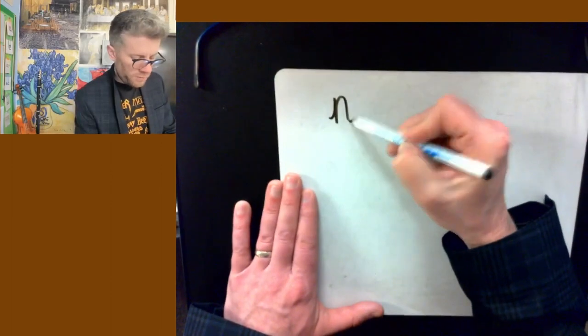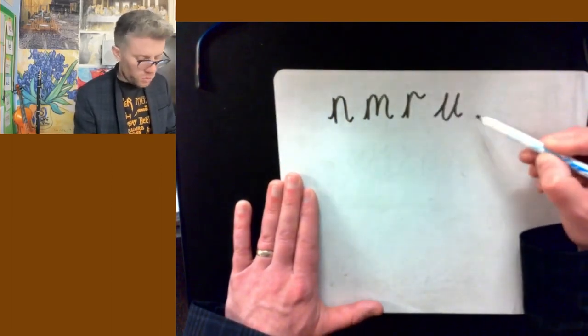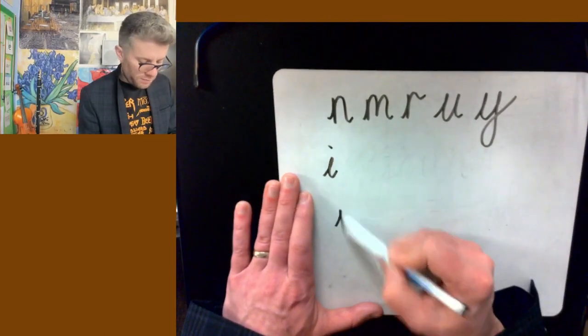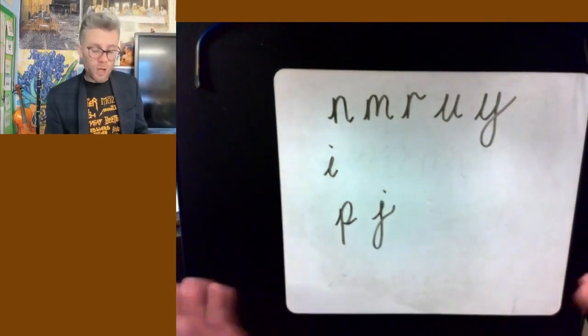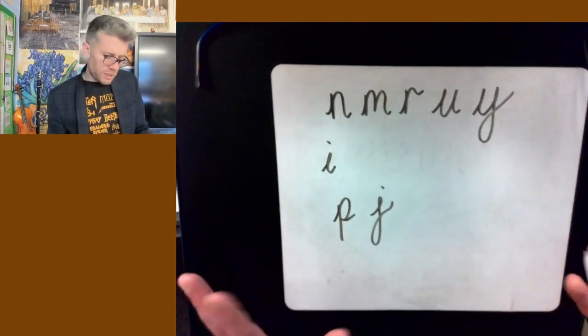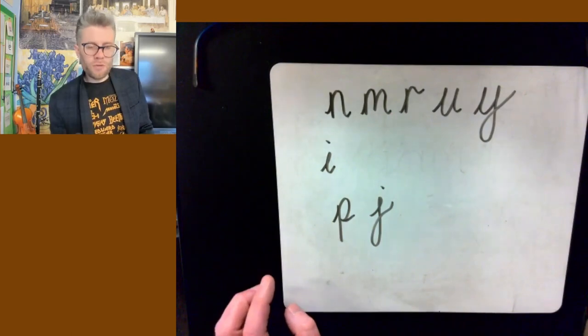Let's remind ourselves of the N family. N, M, R, U, Y, I. And then we have P and J. Did I rush those? I did. Are they on the line? No, there's no line. Are they too big? Probably. Are they consistent size? More or less. Are they beautiful? I don't think so. But is the letter formation there?